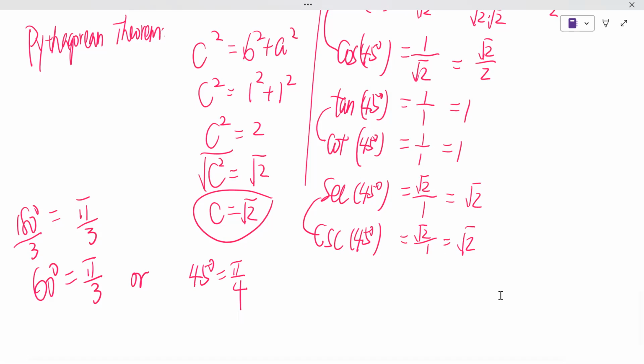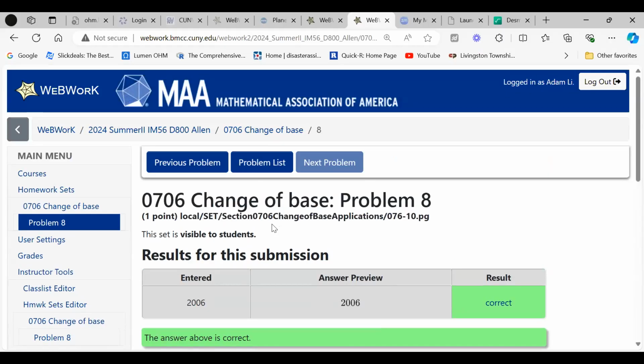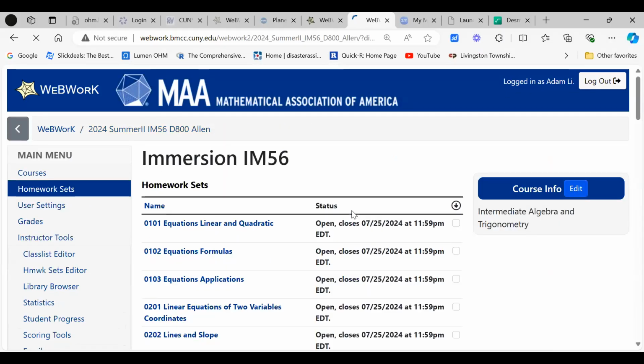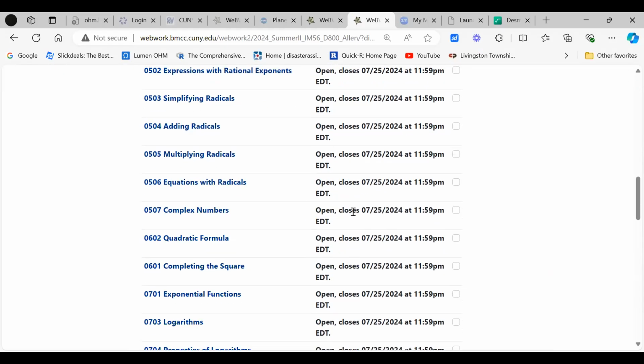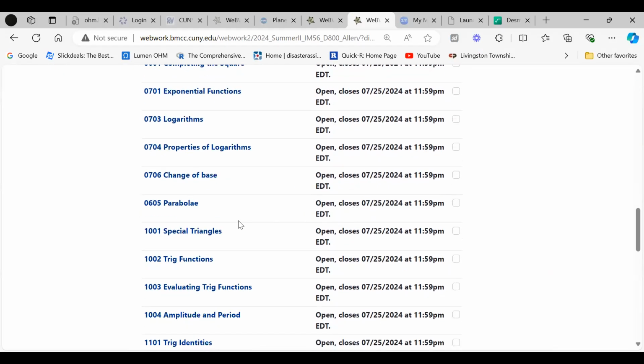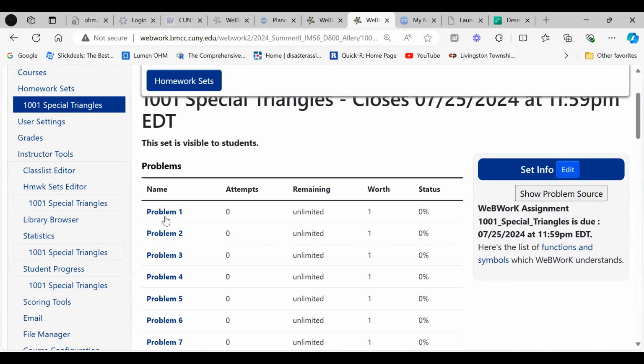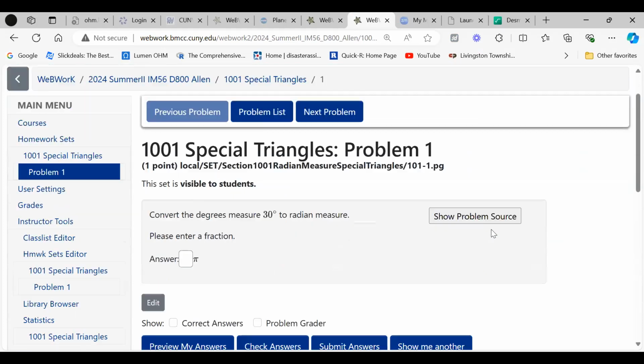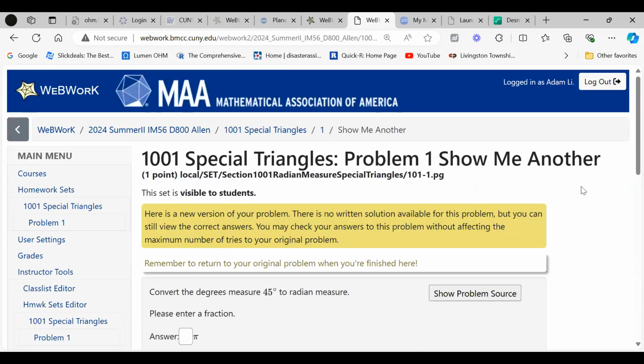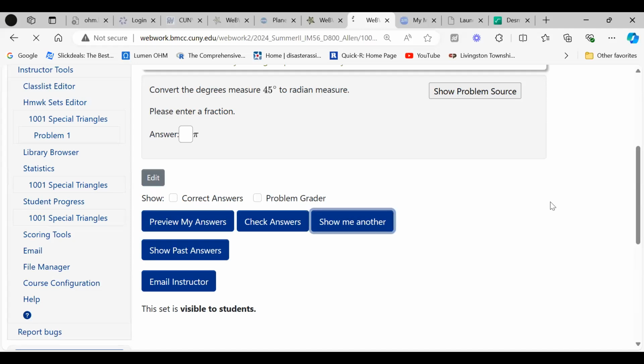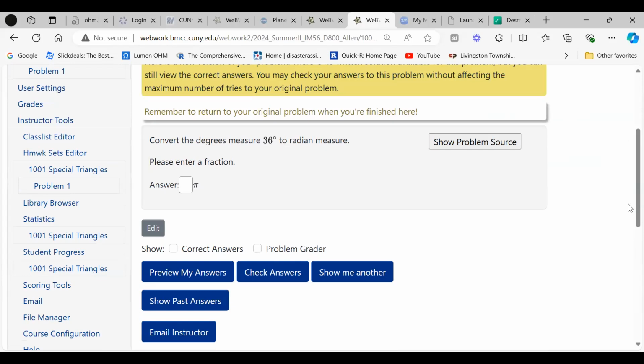And let's go back to this homework platform. And then let's take a look at some of the exercises from section 10.1, special triangle. Start with this. That's converting a degree measurement. Let's do another one. 45, no. Still 45. Yeah, let's try 36, right?